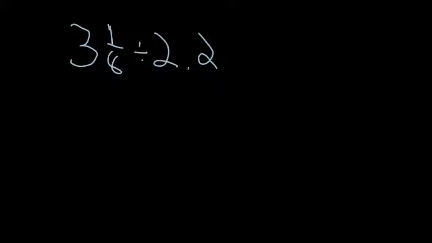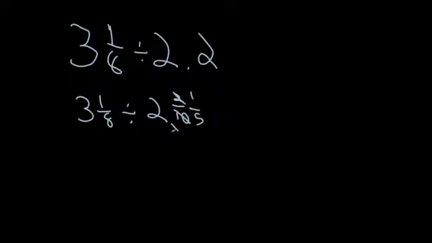Alright, so let's talk about some division. So we have 3 and 1/8 divided by 2 and 2/10. And when looking at this, I think it's much easier to turn 2 and 2/10 into a fraction than it is to turn 3 and 1/8 into a decimal. So we're going to do that. So we have 3 and 1/8 divided by 2 and 2/10. And 2 and 2/10 can reduce to 2 and 1/5.